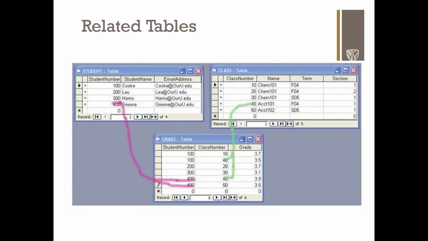We have a situation here where a student can take many classes, and a class can be taken by many students. The way we link those two together is through our grade table, where we've got the combination of the class number and the student number to identify the grade the student achieved in that particular class. As I mentioned, this is just a brief introduction to this topic. We'll expand on that in much more detail later.